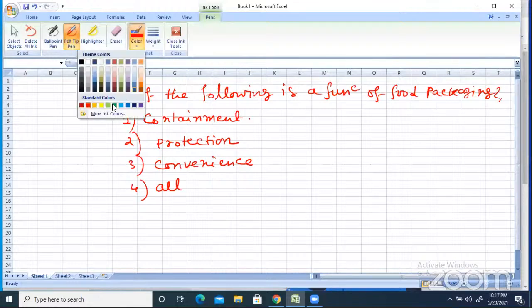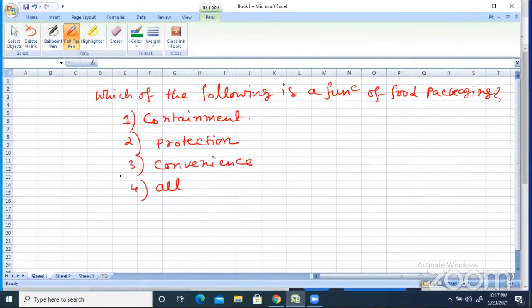Yes, this type of MCQs mostly have the answer all, because all are related to your food packaging. Food packaging provides all these functions, right? So all will be your correct answer. Okay, next one.